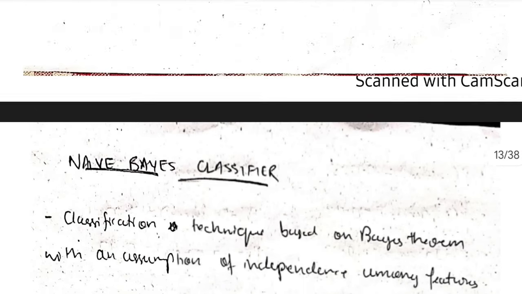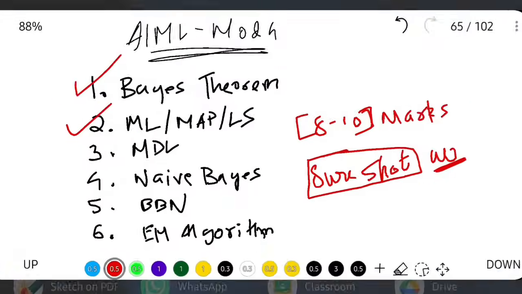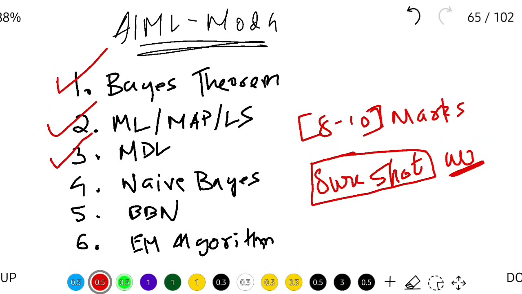So that was about the maximum likelihood, and let's tick that. So MDL is done. Let's go to the Naive Bayes classifier.